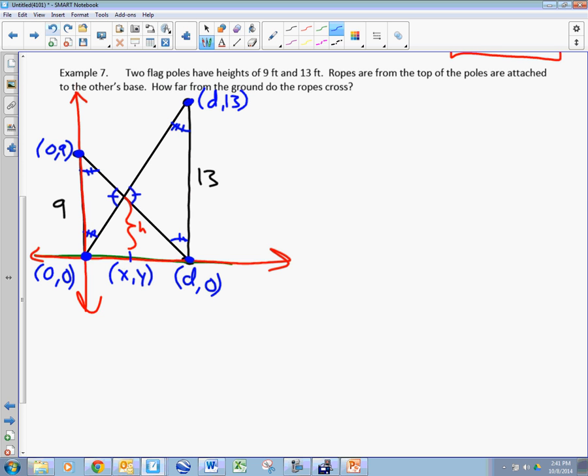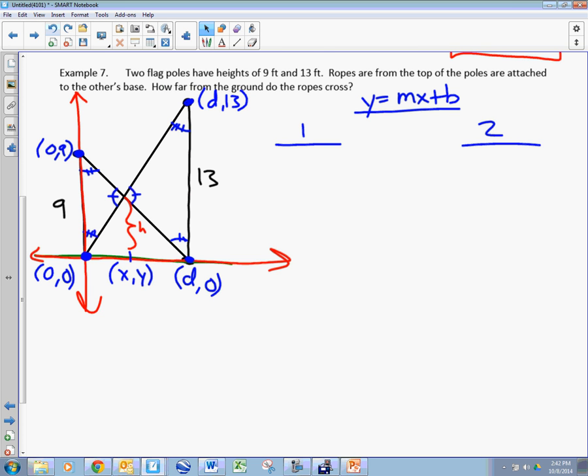Do you know this coordinate? D, 13. Very good. We're going to write two equations for lines. y equals mx plus b. Line 1, line 2. And if you think this is the most difficult problem you see during the year, you're going to have to dig in a little bit more because you're going to see ones a lot more difficult than this.